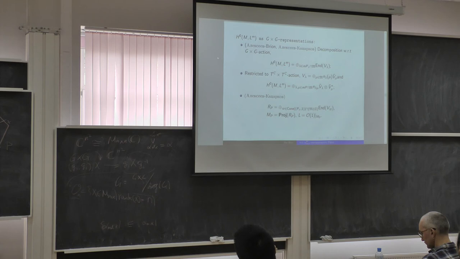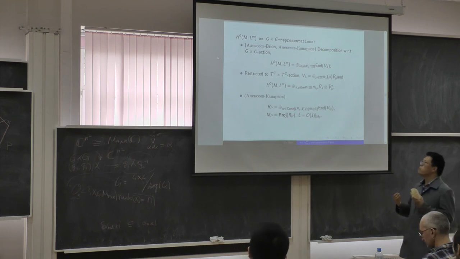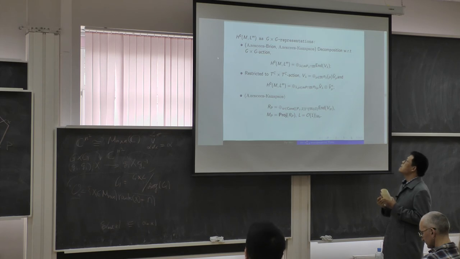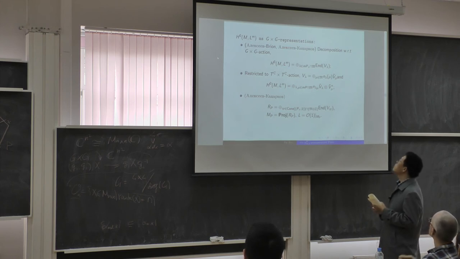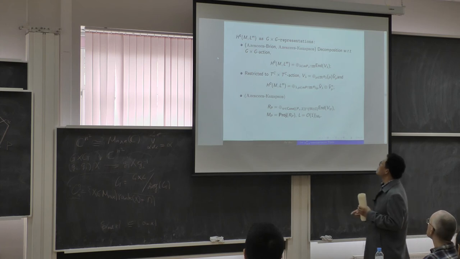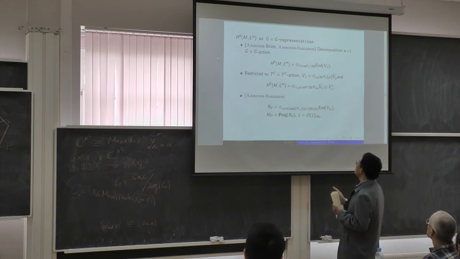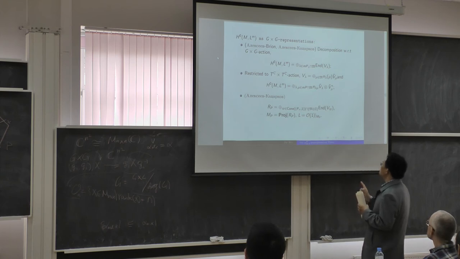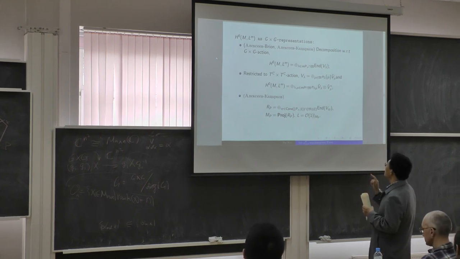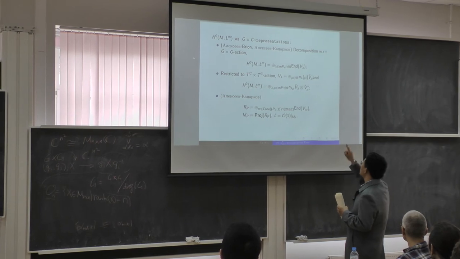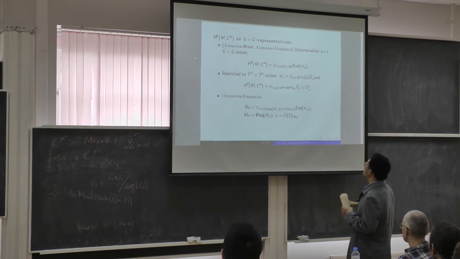And we can also view the whole space of holomorphic sections as a G times G representation space. This is proved by Alexeev and Brion, and Alexeev and Kazarnovskii. They proved that the H0 space is a direct sum, and the multiplicity is all equal to 1. The direct sum of endomorphisms of the highest weight representation, and the lambda is taken over all the lattice points in the positive part.